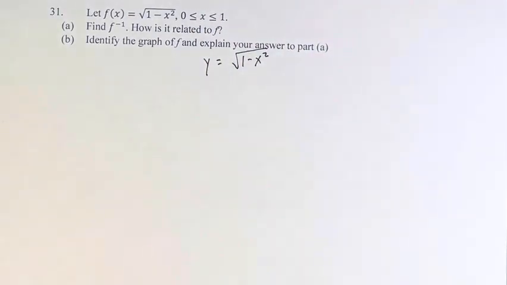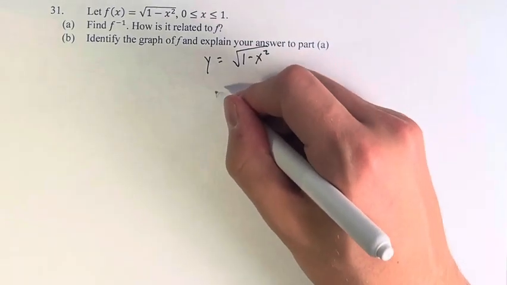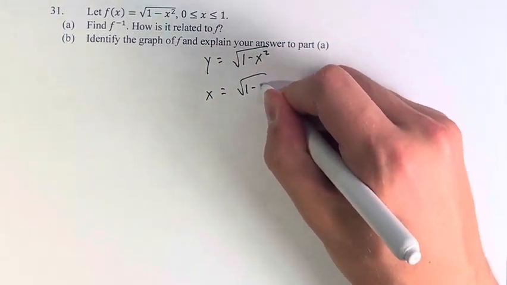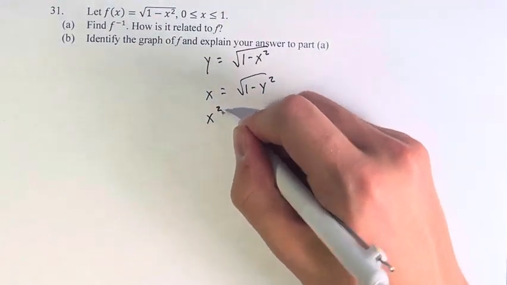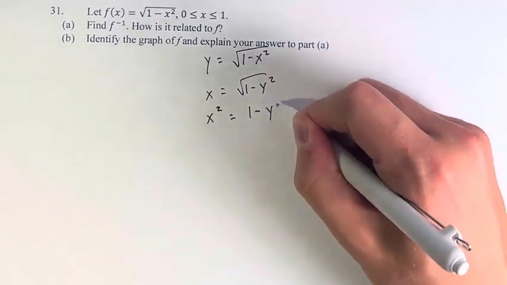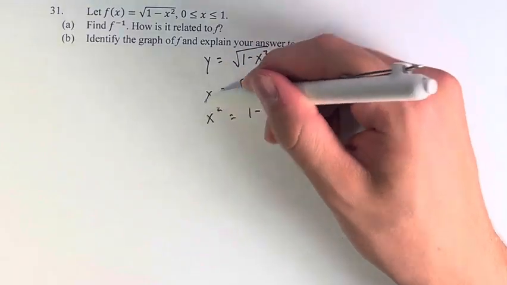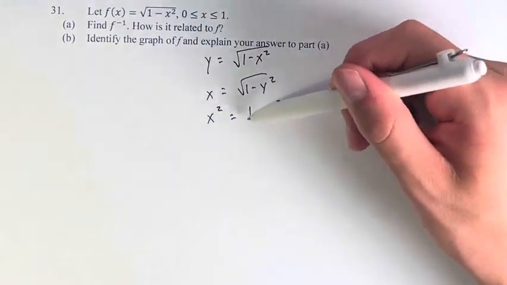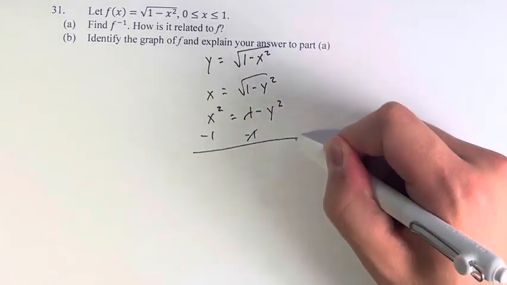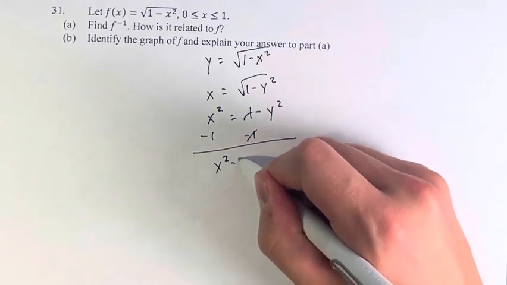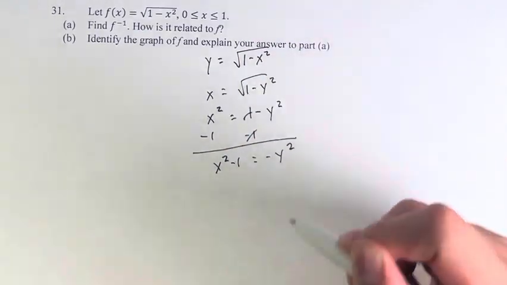What we need to do is swap the variables. So we have x is equal to the square root of 1 minus y squared. Now we just have to solve for y. If we square both sides, we get x squared equals 1 minus y squared. This just becomes squared, and the square root of something squared is just the thing inside. We subtract 1. This cancels. We get x squared minus 1 equals negative y squared.